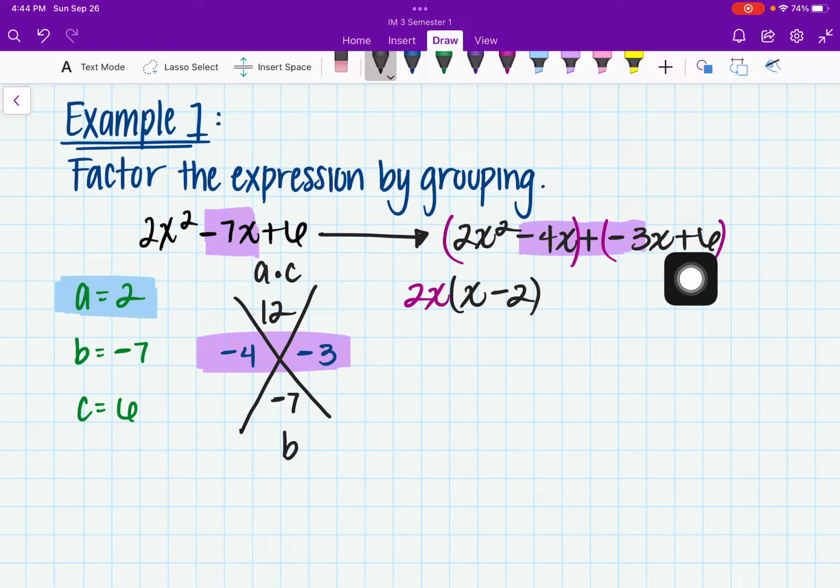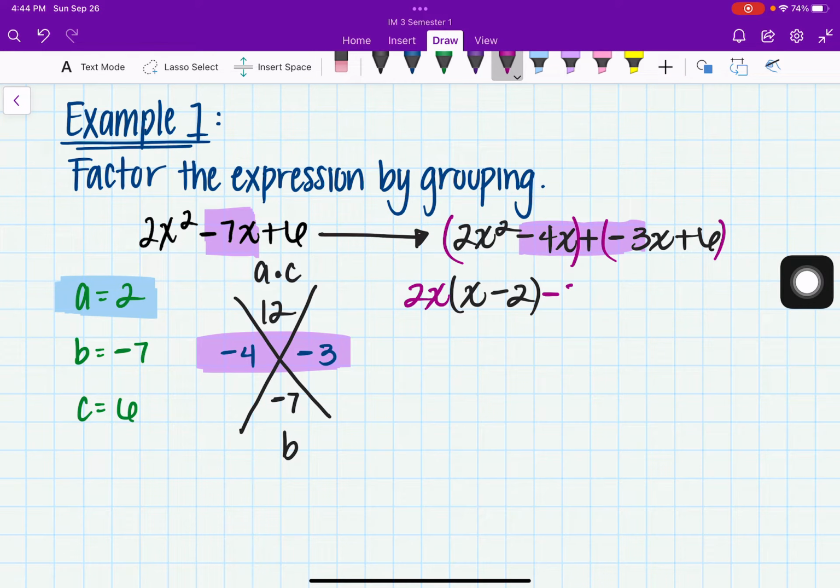We have a negative 3x plus a 6. Once again, this is our first term, and we do have a negative, so we'll be factoring out a negative number here. So negative 3x and a 6, what they have in common is negative 3. So I will be factoring out that negative 3. If I have a negative 3x and I factor out a negative 3, I'm left with the x. And if I have a 6 and I factor out a negative 3, that becomes negative 2.